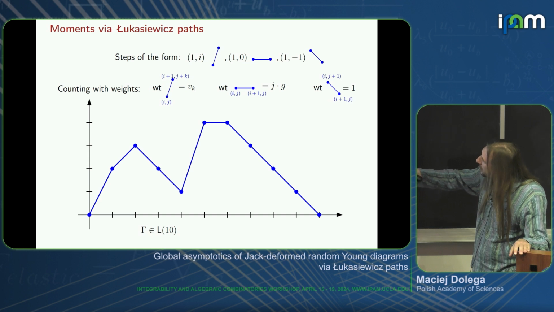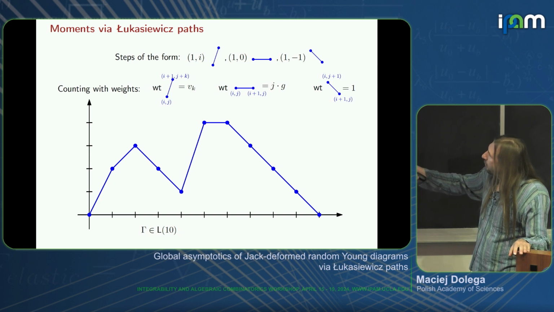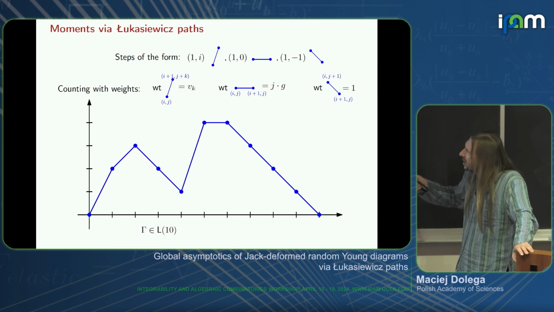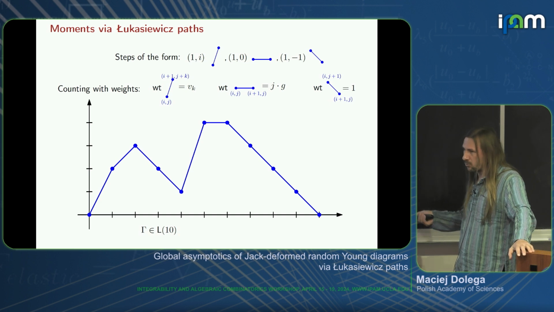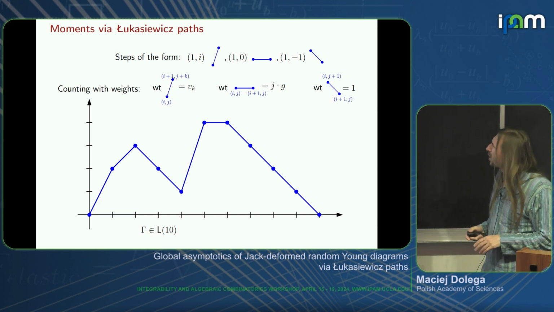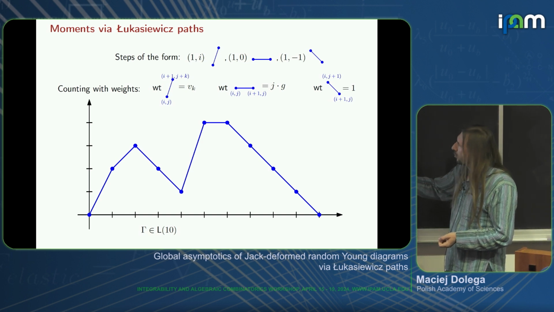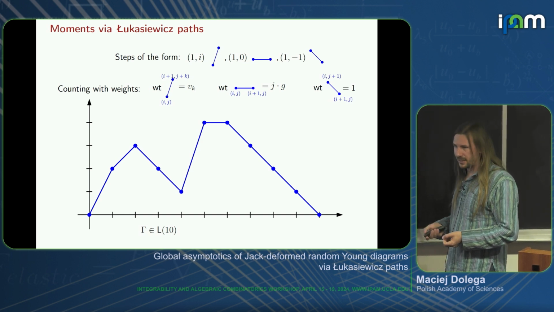So for each up step, I put vk. For the flat step, I do something funny. So I put j times g. So g is my parameter that also plays a role. When you have a fixed alpha, g is equal to 0. So this means that actually you will never see any flat steps.